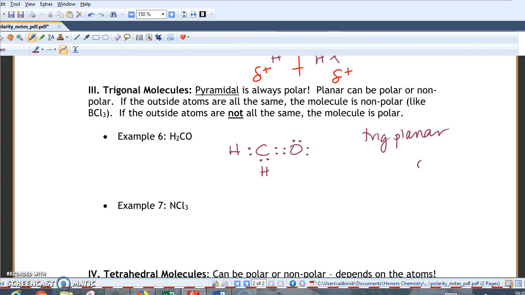And if we would sketch it, we know it really looks like this. When I draw it like this, it makes it look like it's 90-degree angles, right, and 180. But really, these guys are getting away from each other as much as they can, and the bond angle is 120.